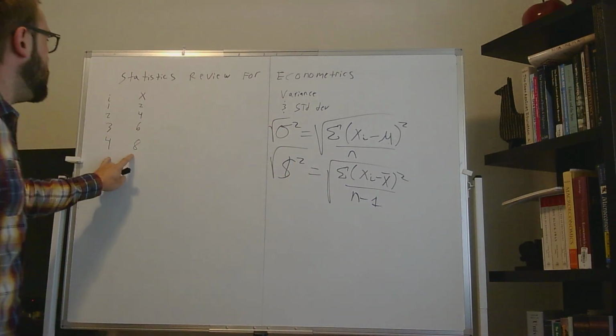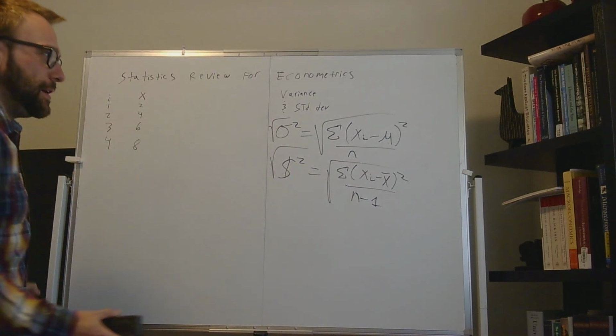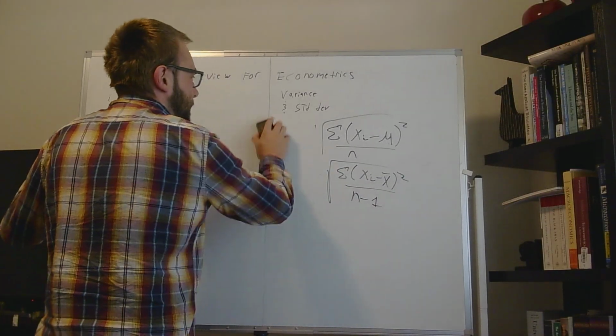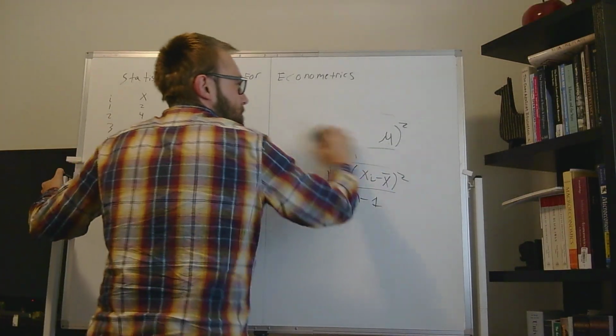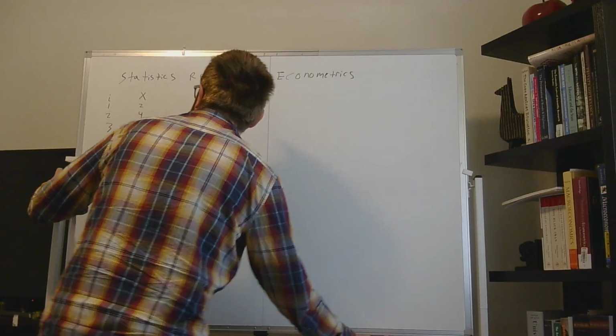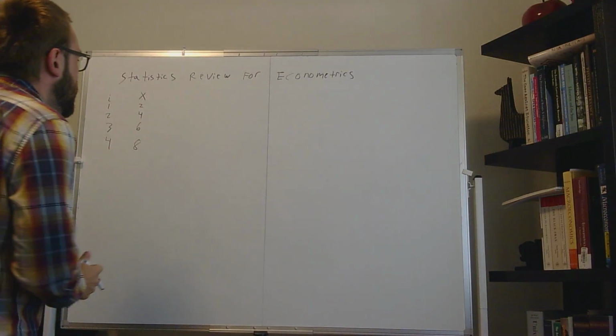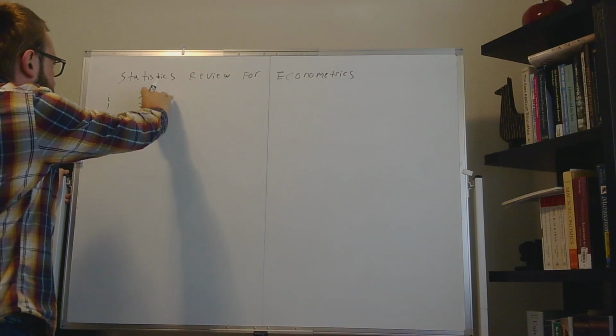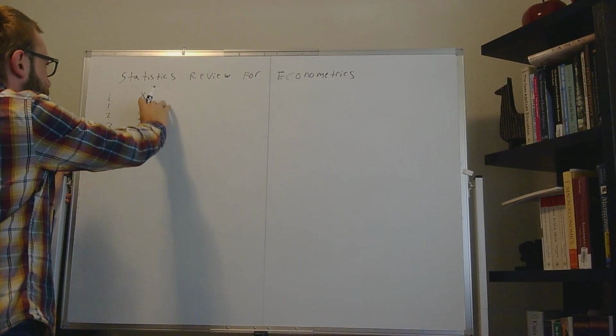For our purposes, we'll assume, since there's only 4 values here, this is probably a sample. So obviously I just pulled these numbers right out of my hat, my non-existent hat that I'm not wearing. But we'll go ahead and calculate the sample variance for this data set.